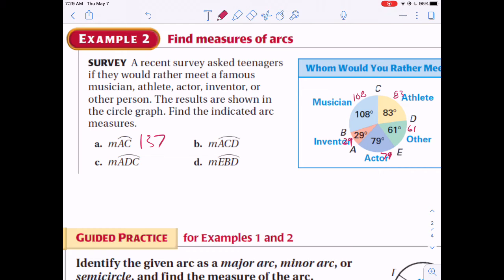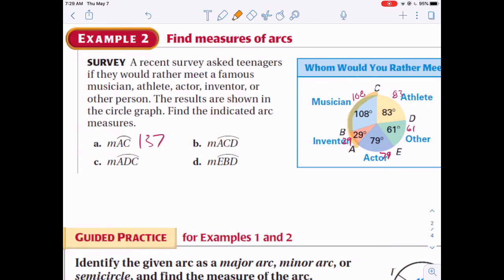ACD is letter B. ACD, let me highlight that for you. A to C to D. Now look, don't go the other way. Some people might go, well, here's A to C, and then back over to D. You're going to go in circles, right? So make sure you take the shortest path always. A to C to D.